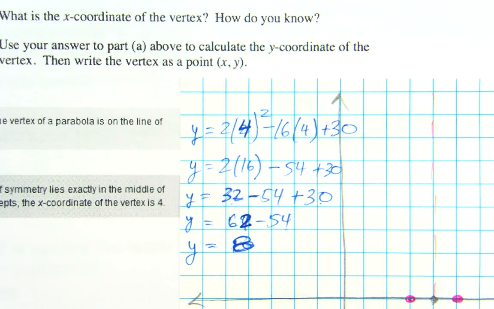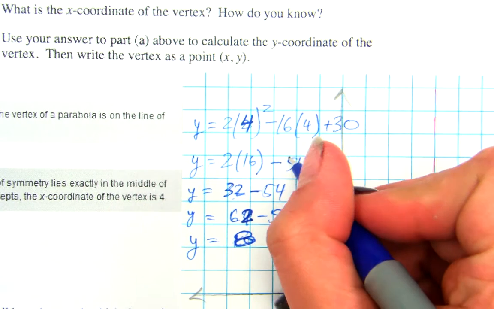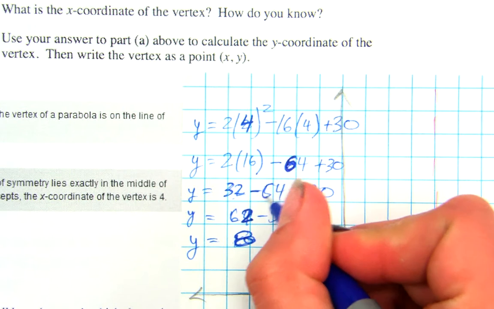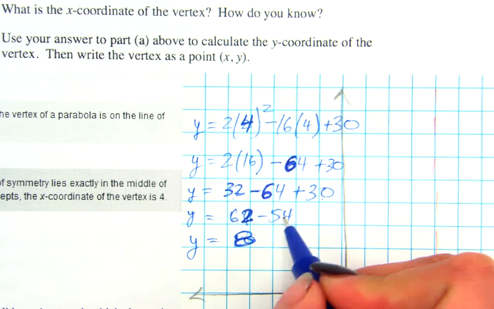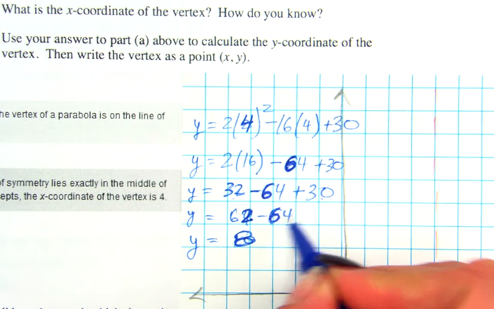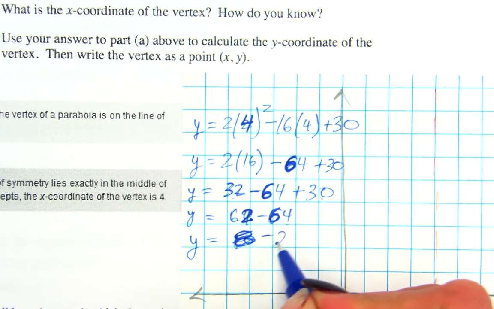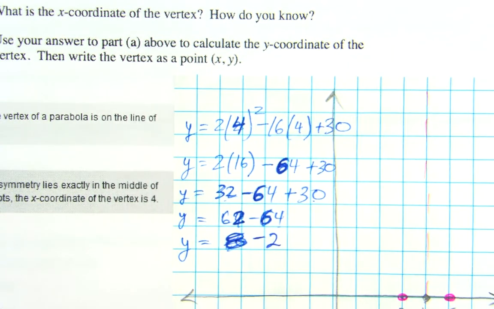I bet you 2 times 16. No, that's 32. Minus, and then so 16 times 4. Did I do something wrong? What did I do? 64. Ah, there it is. It's not 54, it's 64. Okay, after 2 mistakes, this makes more sense. 62 minus 64 is just a -2, because we're short 2. Okay, that makes me a lot happier now.